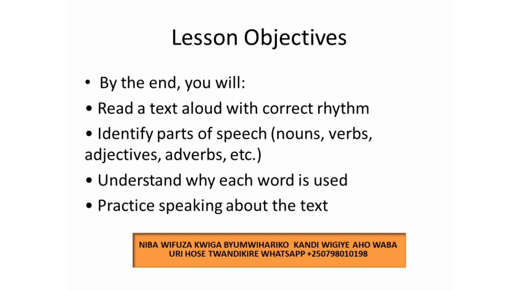So the lesson of today has objectives: by the end of it you will be able to read the text aloud with correct reading, and also identify some parts of speech, such as nouns, verbs, adjectives, adverbs, and others. You will also be able to understand why each word is used in the text that we will be reading. Another thing you will get from this lesson is that you will practice speaking about the text that I'm going to show you.